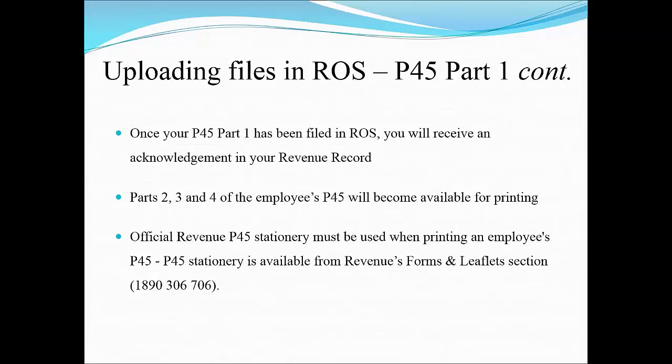It's also important to note that you need official Revenue P45 stationery to print onto. Plain A4 paper is not valid. It's buff coloured and perforated in two places, so it's just one sheet for Parts 2, 3 and 4 to be printed onto, and it has the Revenue watermark in it. If you don't have any P45 stationery, it can be ordered from Revenue's Forms and Leaflets section, and the number is on screen: 1890 306 706. They are usually very quick to get that paper out to you.